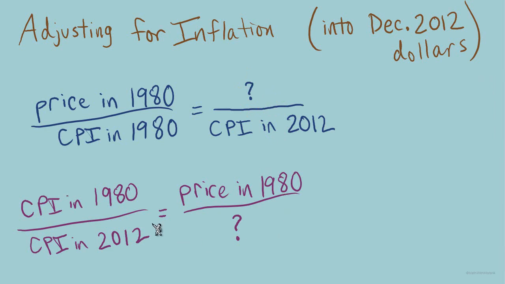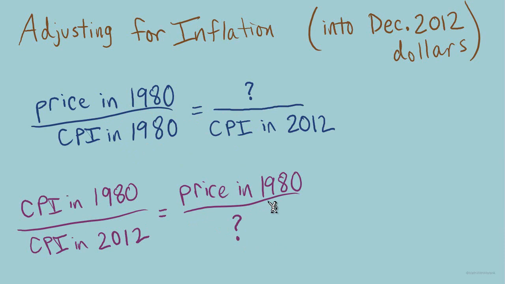A different proportion might be, well, the comparison of CPIs from 1980 to 2012 is proportional to a comparison of the prices from 1980 to 2012. So again, down here is our unknown, the price in 2012 dollars. We even have a couple of other arrangements that would work if you were to do the reciprocal of both sides of either of these proportions.